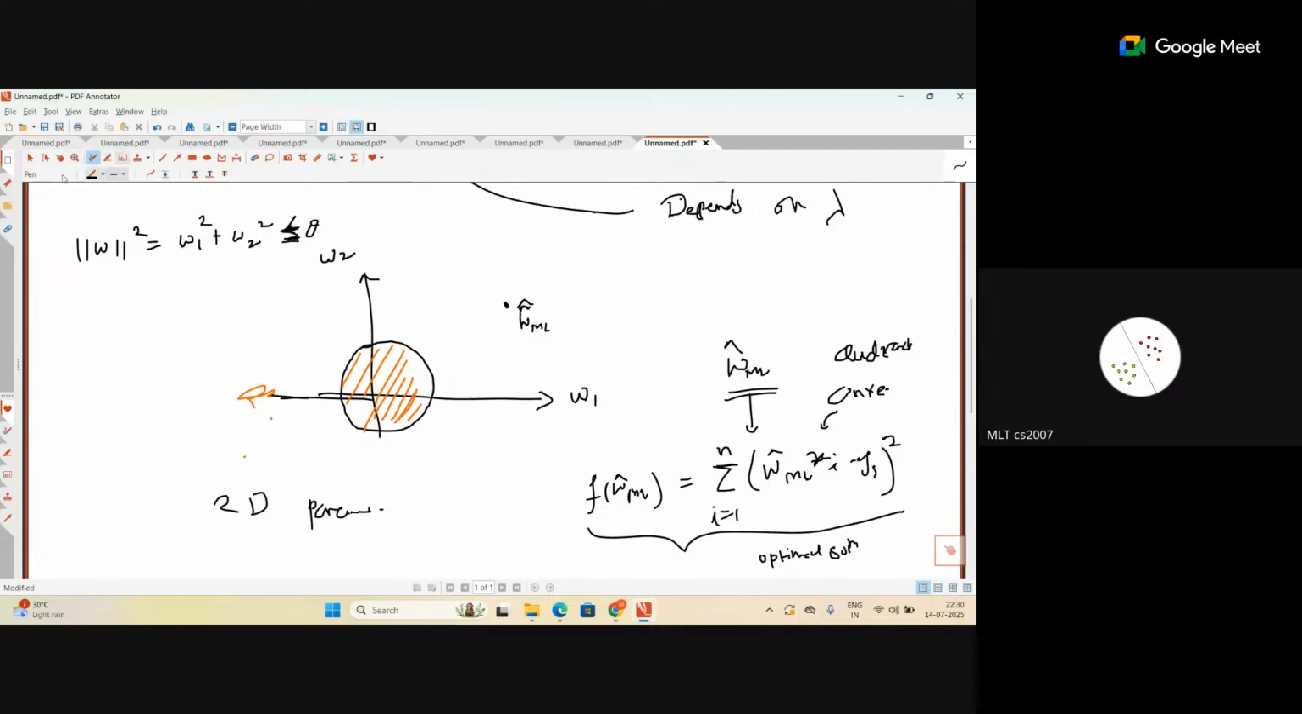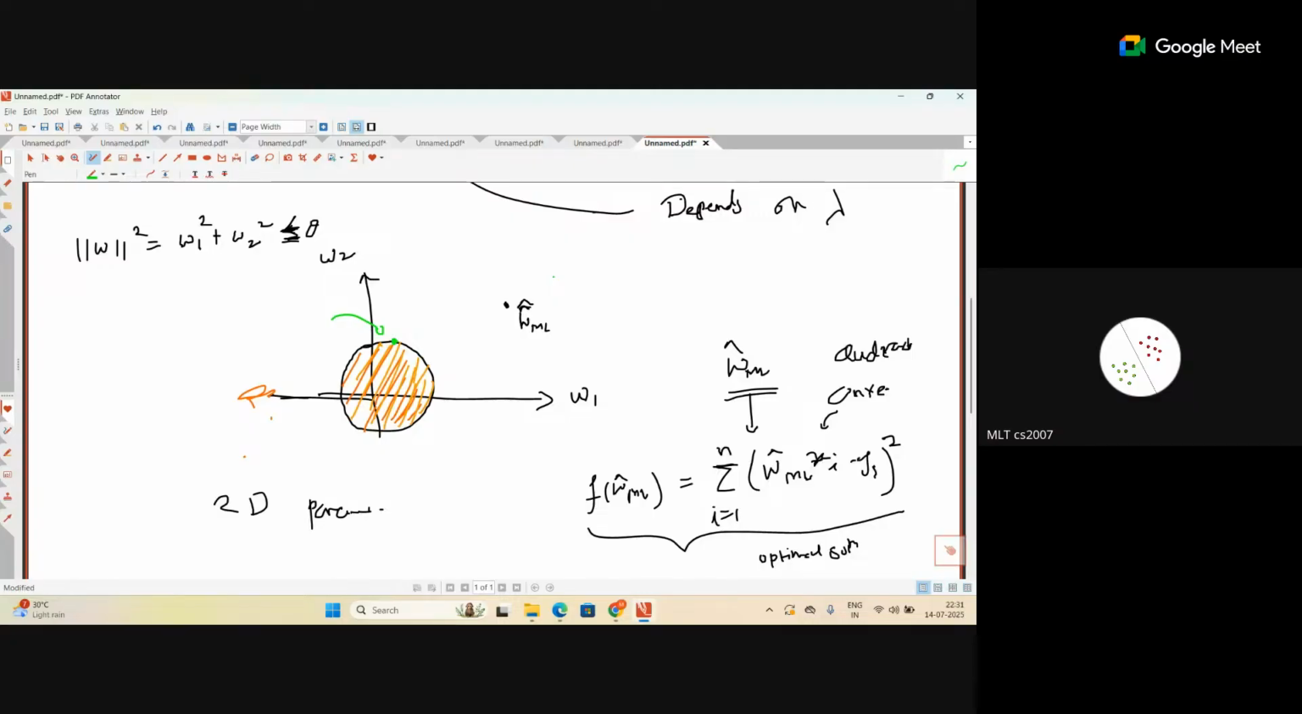In that case, the solution will lie in this region. So whatever solution I get by solving the ridge regression problem, let's say this is the solution. The error here will be higher than this, definitely, because the minimum error which I am getting is W hat ML, and this error is actually higher than that.